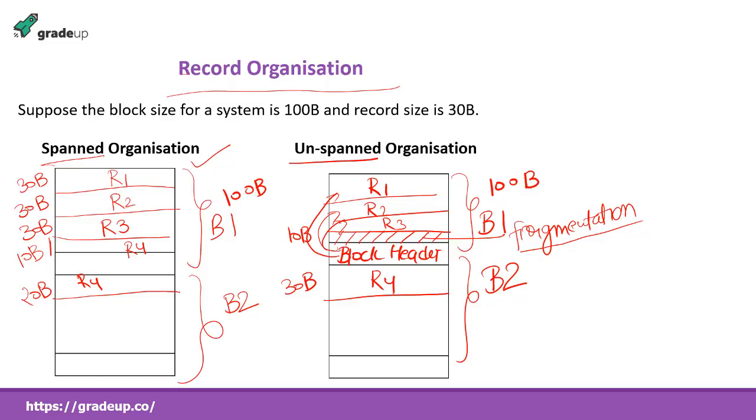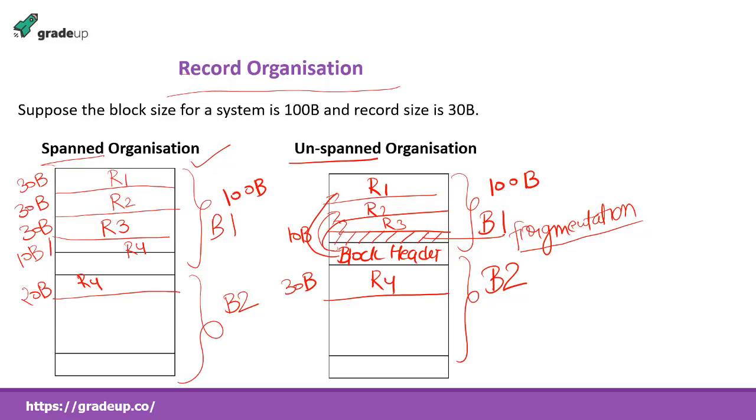So what we can say about record organization? Record organization can be done in 2 ways: spanned organization and unspanned organization. Unspanned organization is when you don't allow your record to be split and divided in such a way that you are storing it in 2 blocks. Spanned organization is when you are storing a part of a record in one block and the remaining part in another block. And unspanned organization suffers from fragmentation. That's all about record organization.